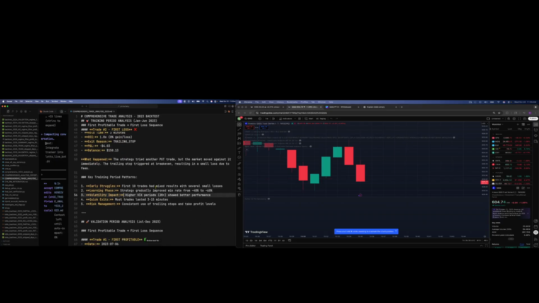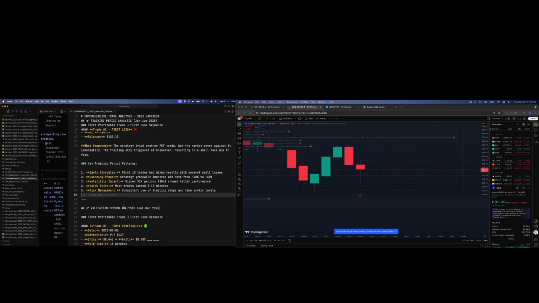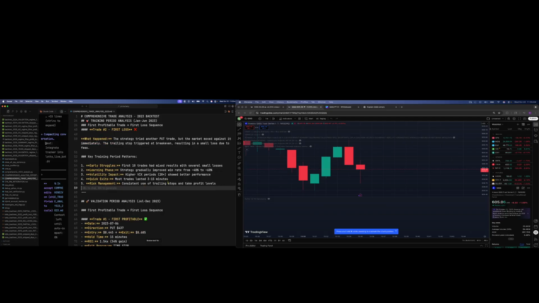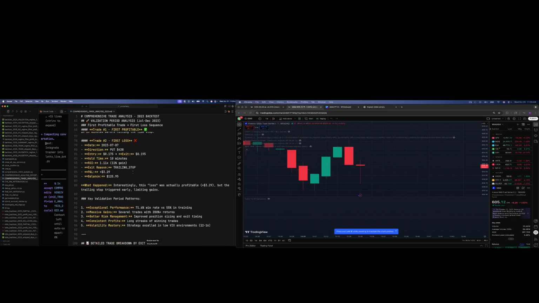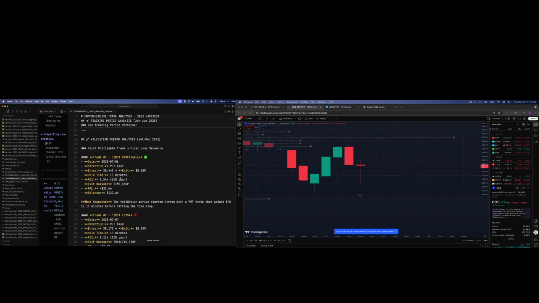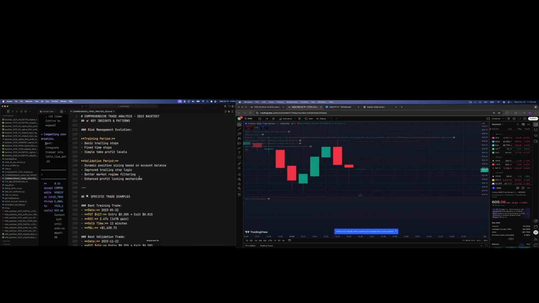All right. The first 10 trades had mixed results with several small losses. The strategy gradually improved the win rate from 40% to about 60%. The higher VIX period, 20 plus, showed better performance. Most trades lasted about 3 to 15 minutes. Risk management: consistently used trailing stop loss and trailing profits. All right. First trade, what happened?